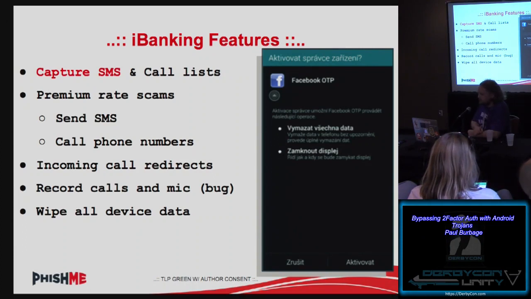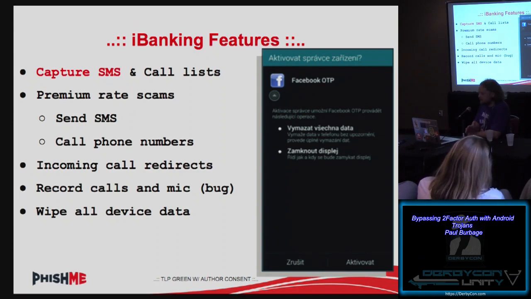One unique feature, getting to more of the crimeware end of things, is the anti-forensic capability. This family has the ability to wipe all device data to prevent forensics later on. Pictured here is a web inject from a Vawtrak configuration that prompted the user to install a Facebook one-time password, or OTP. This was an iBanking inject within Vawtrak. I believe that was about 3 months ago, so it's still utilized in the wild today.